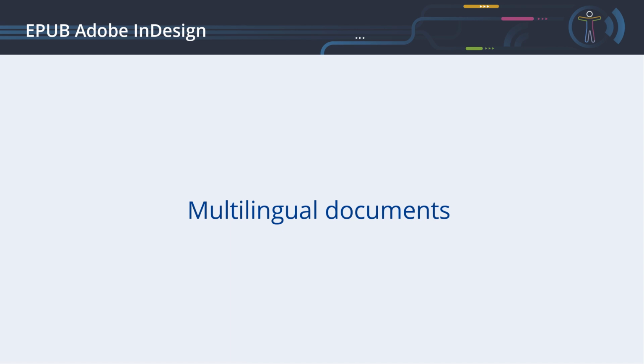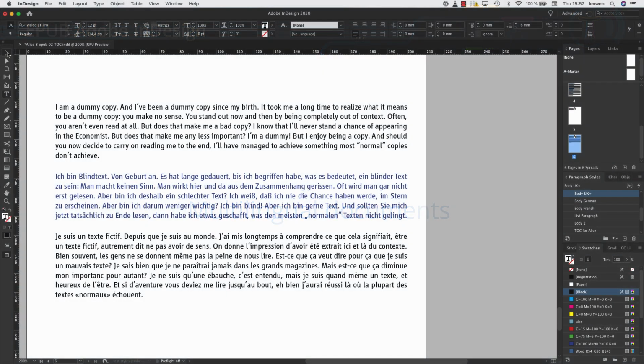Multilingual documents. Let's talk about multilingual documents. Sometimes parts of your document may be in a different language, for example, certain quotes. InDesign allows you to set the content language as part of the paragraph styles or of the character settings. We will show you how to set the language using the character settings. First, check that the language of your default styles matches your primary language.